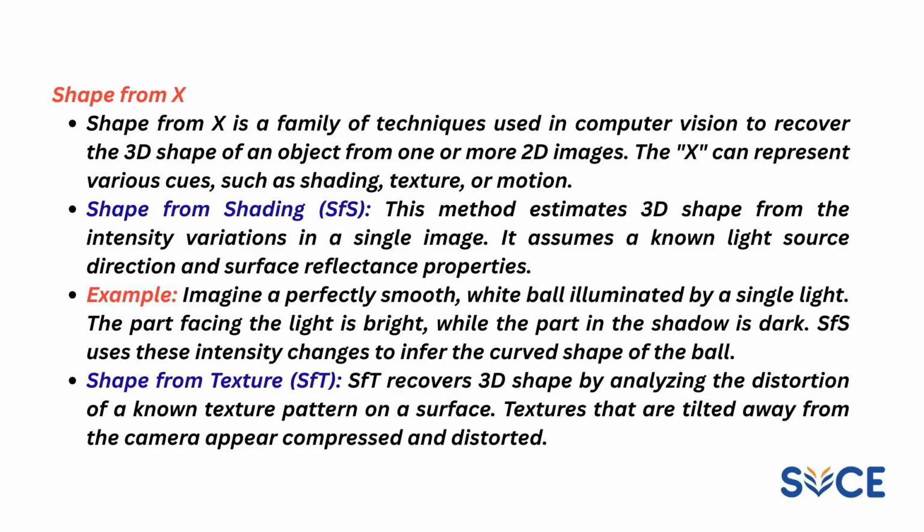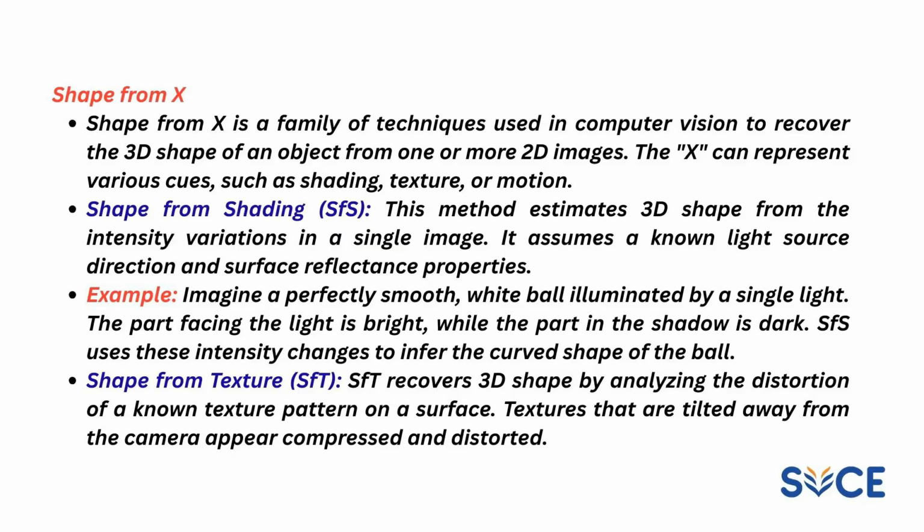To solve these challenges, researchers developed a family of techniques known as shape from X. Here, X represents the type of visual cue being used. It could be shading, texture, motion, or any other feature in an image. Each cue provides different information that helps estimate the shape of an object.